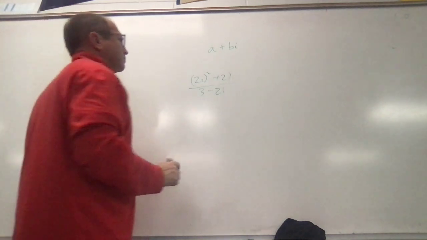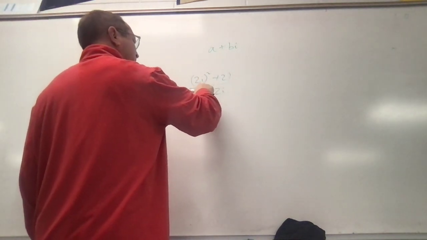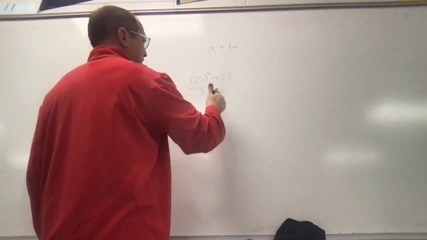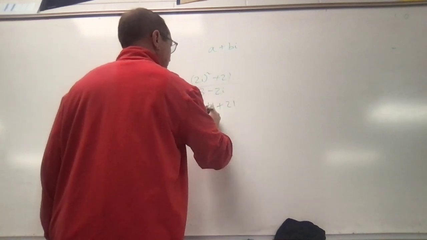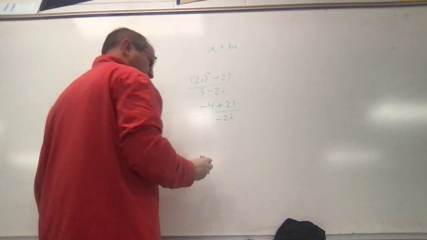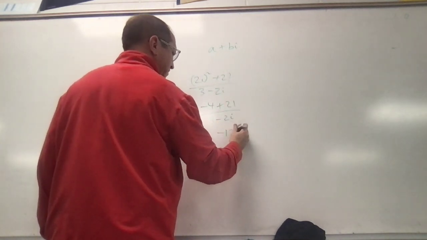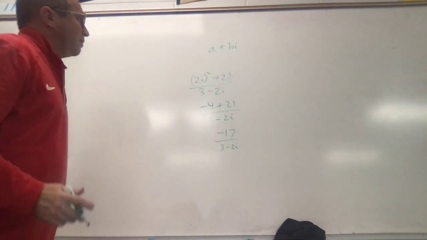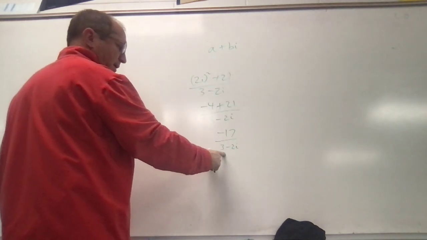So we take care of the numerator. 2i squared is 4i squared, which is 4 times negative 1, which would be negative 4. So we have negative 4 plus 21 over 3 minus 2i, which is equivalent to negative 17 over 3 minus 2i, which is not in this form right here. So we do what we call rationalizing the denominator.